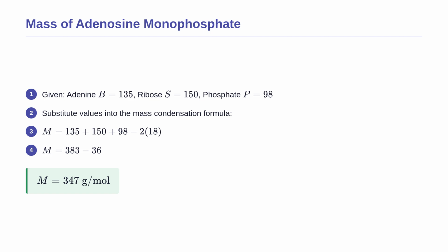First, we add the three components together. Then we subtract the mass of two water molecules, which is 2 times 18, or 36. Subtracting 36 from 383 gives us our final answer. The final molecular mass is 347 grams per mole. Biochemists rely on this exact physical value to synthesize DNA in the laboratory.